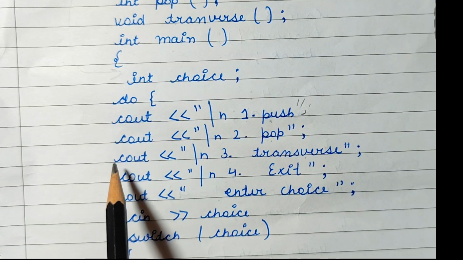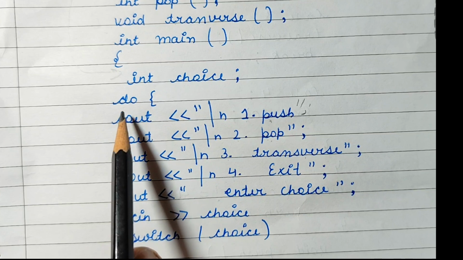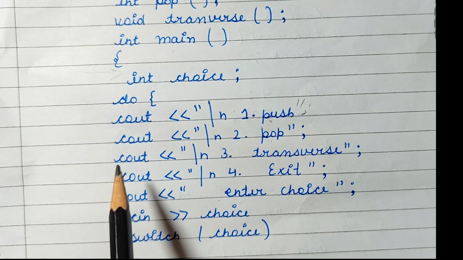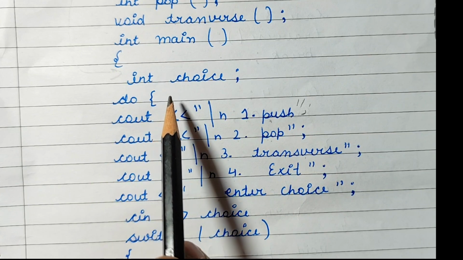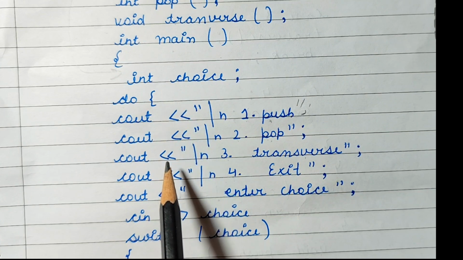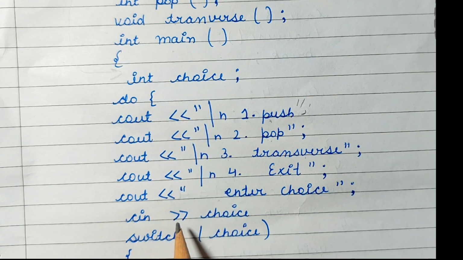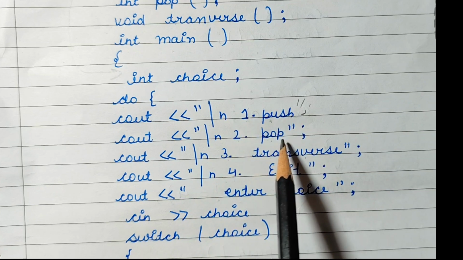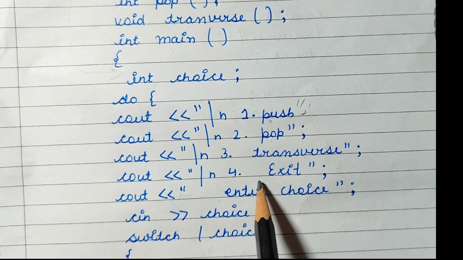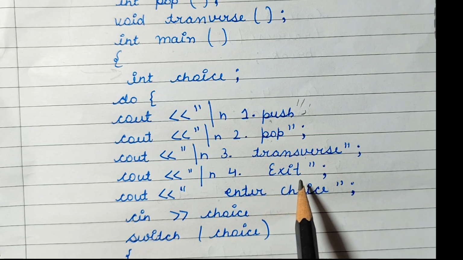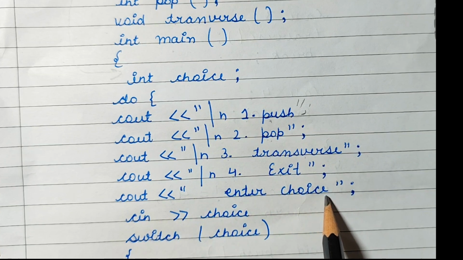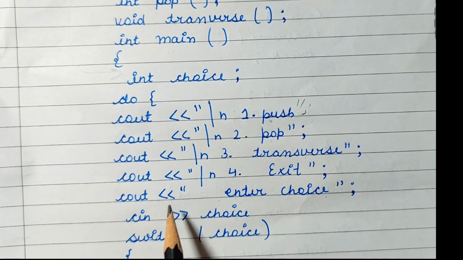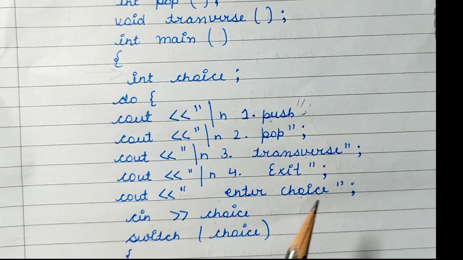Because here I implement do while loop. All of you know do while is an exit control loop. That means control must enter once in this do while loop. So these statements like push, pop, traverse and exit are executed at least once. After this we enter the choice. I display the message enter choice. After this we include the choice.